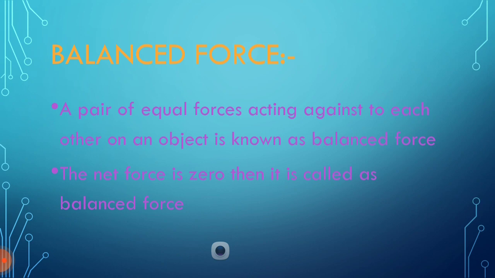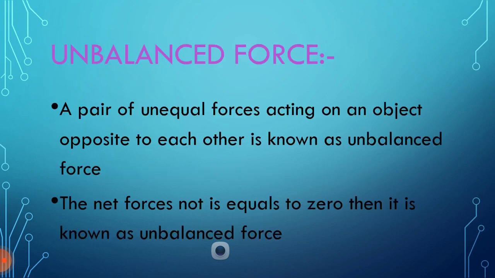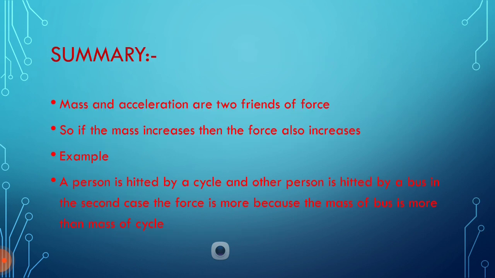So the net force will be 0. Here a pair of forces is acting opposite; a pair of equal forces should act against each other, means both forces should be equal. And unbalanced force is quite the opposite of it. If the net force is not 0, then it is an unbalanced force, and a pair of unequal forces acts on the body.